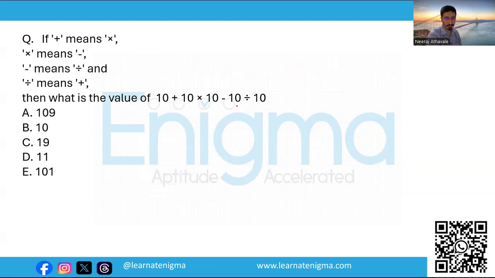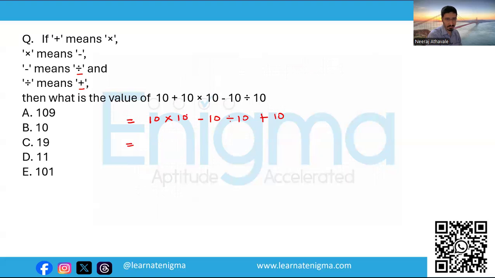10 plus 10 into 10 minus 10 divided by 10. Okay, so let's replace the values. Plus means multiplication. So 10 tens are. Multiplication is minus. So minus 10. Minus is division. So divided by 10. And division is plus. So plus 10.